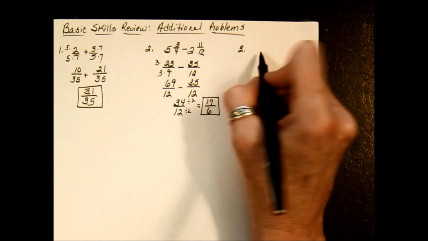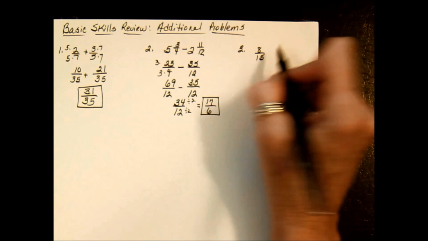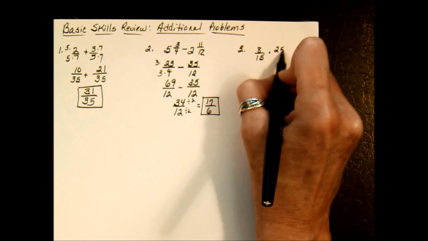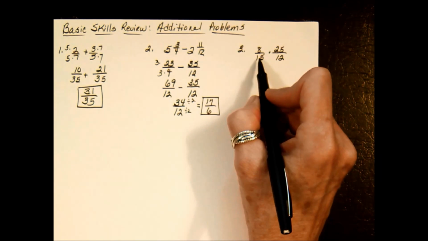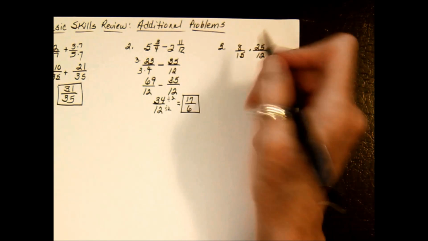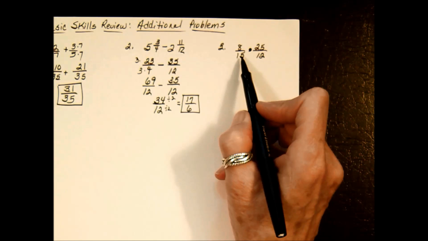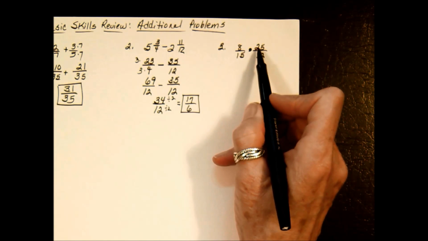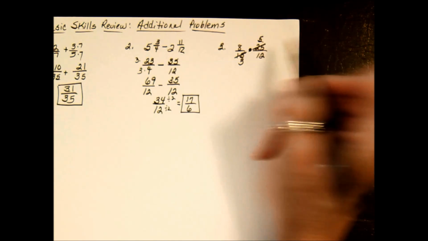Number three, we have 8/15 times 25/12. Now this is multiplication. So I do not need to have a common denominator when I multiply or divide, and since I am multiplying, I can cross cancel. So I'm looking for a number that goes into both 15 and 25. That would be 5. Goes in 3 times, it goes in 5 times.